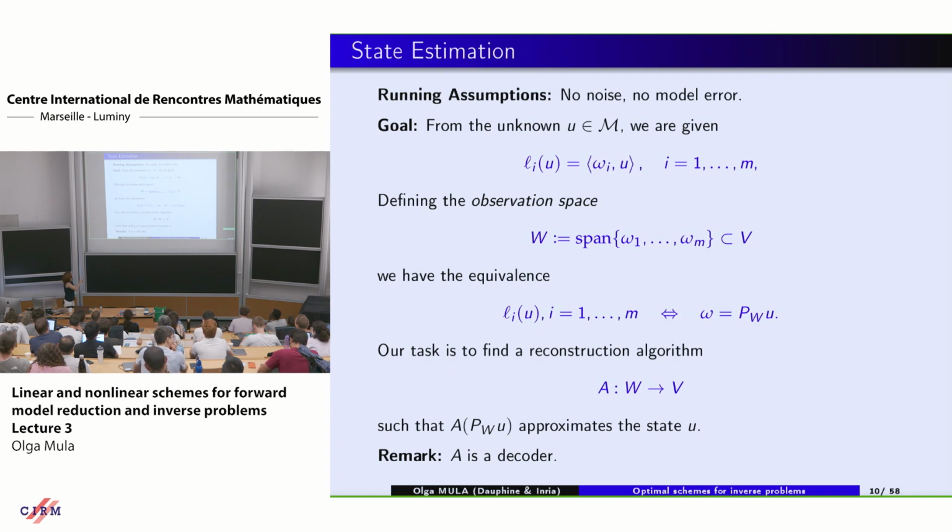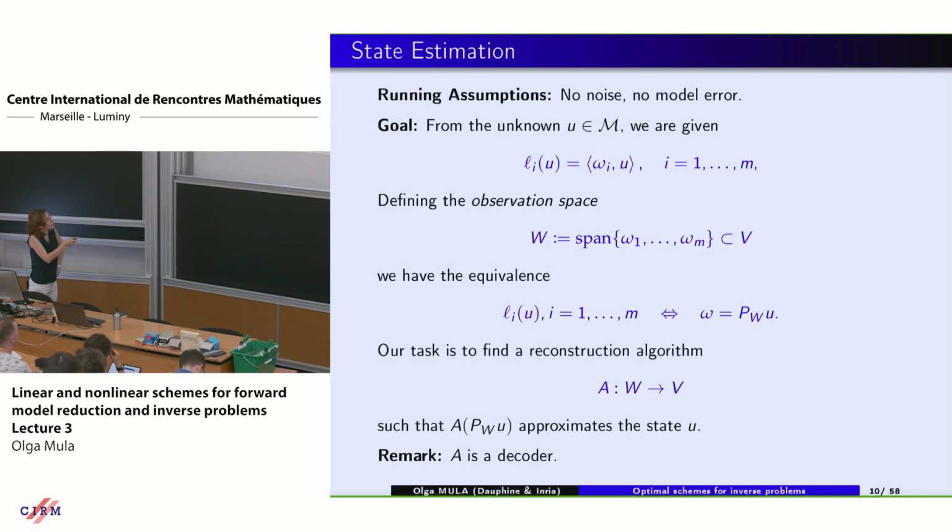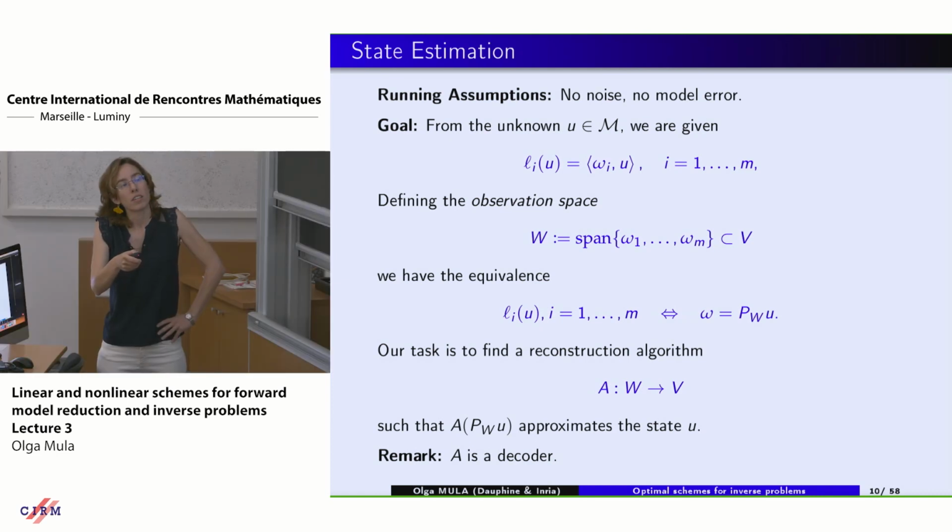The first thing I'm going to do is to take the Riesz representatives of my sensors. I am going to assemble them and consider the linear span that they generate. This space is W, and I'm going to call it the observation space. It's going to somehow represent what I can see with my sensors. And it turns out that knowing the values of the ℓi of U is in fact equivalent to being given the projection of the unknown U onto the space W. And so this is going to be an element of my space that I am given thanks to the observations.